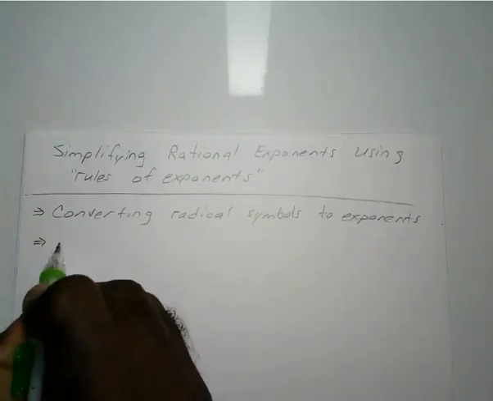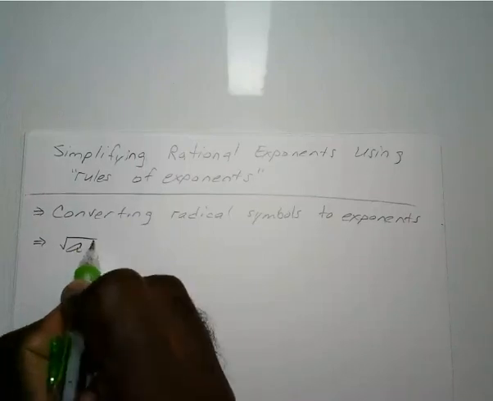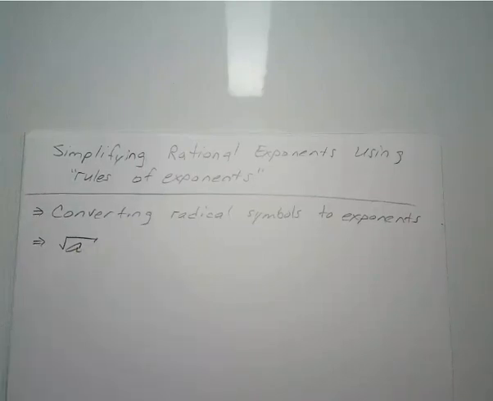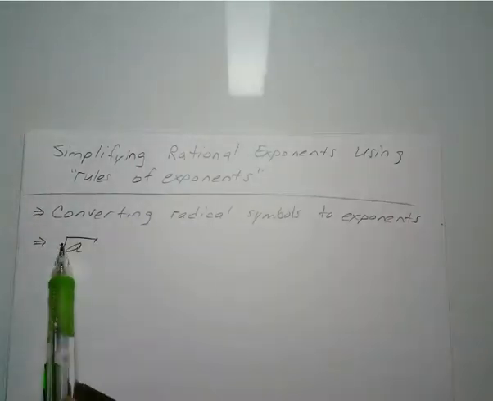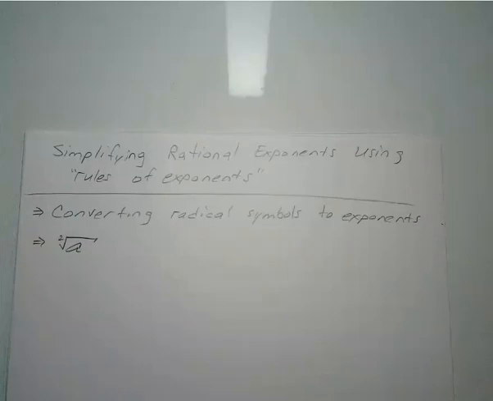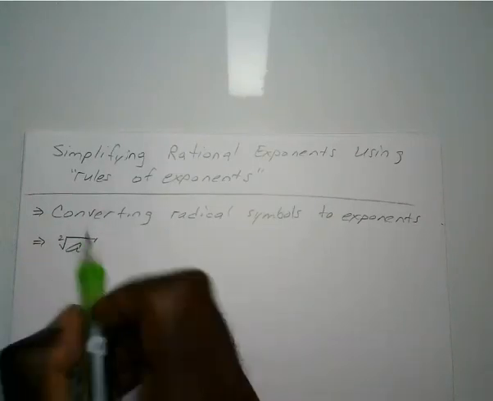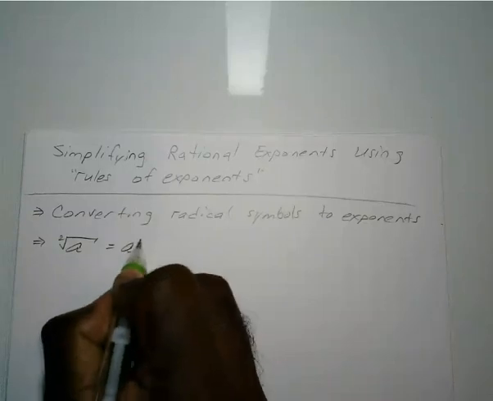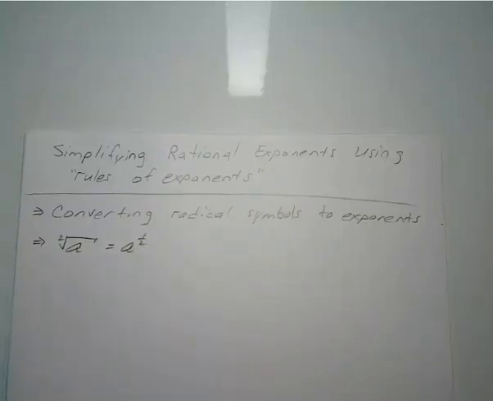Alright, so let's say we had the square root of a. We know that when there's no index given, you automatically assume that index is a 2. To convert this to an exponent, that's just a to the 1/2 power.